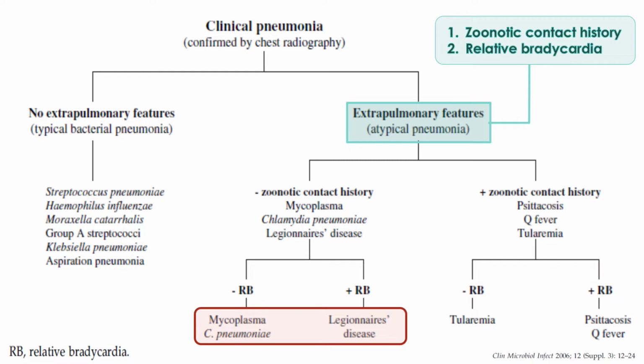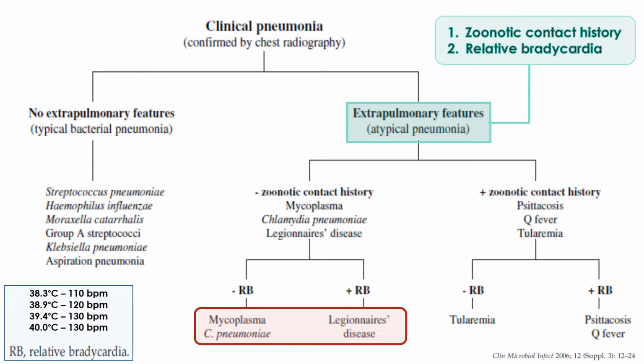If the patient doesn't have a zoonotic contact history, we discuss three common organisms: Mycoplasma, Chlamydia, and Legionella. The RB means relative bradycardia. In general, when patients have a fever, they should have tachycardia, with the pulse rate correlating with the degree of the fever.